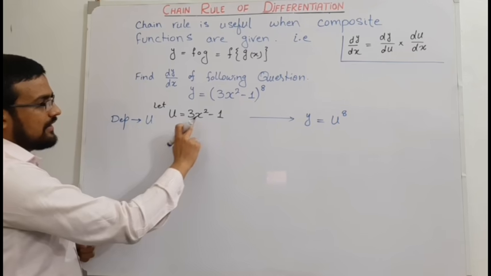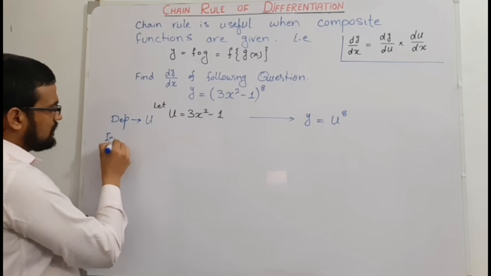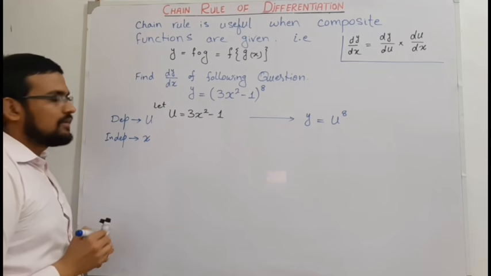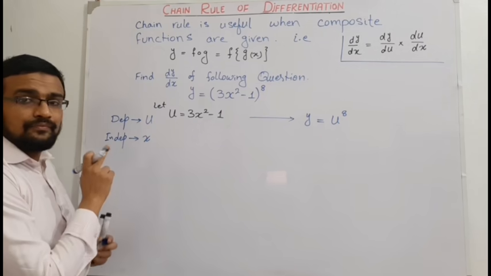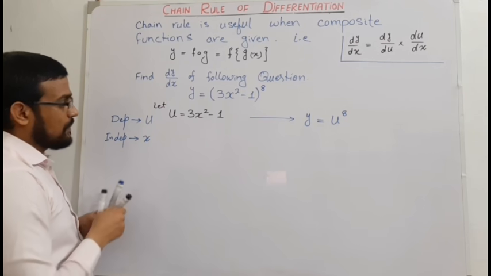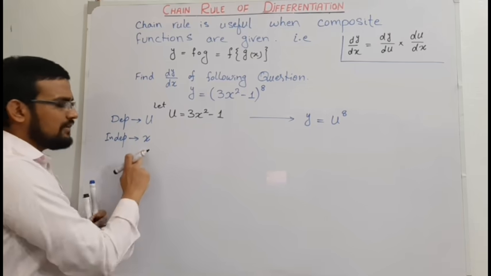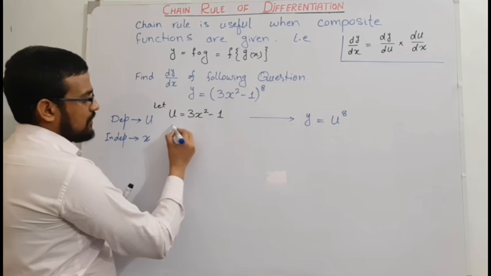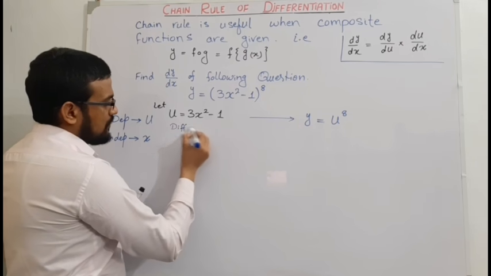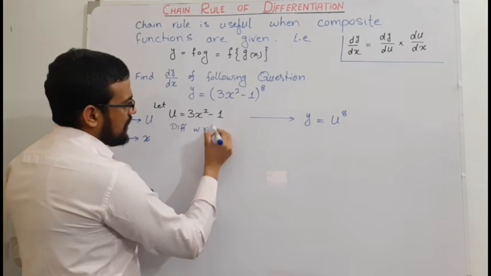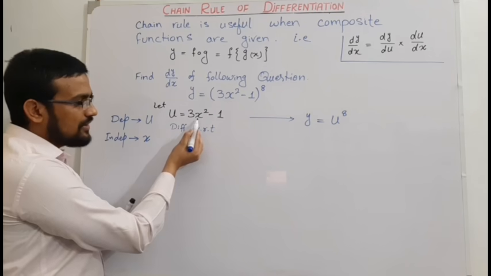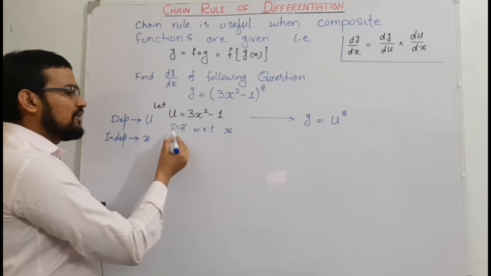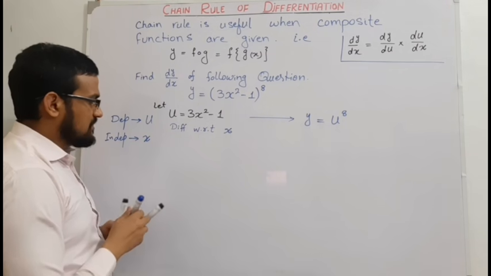Okay, and x is independent. It is compulsory to know: u is dependent, x is independent. It means differentiate with respect to x. Independent variable x, therefore differentiate with respect to x.